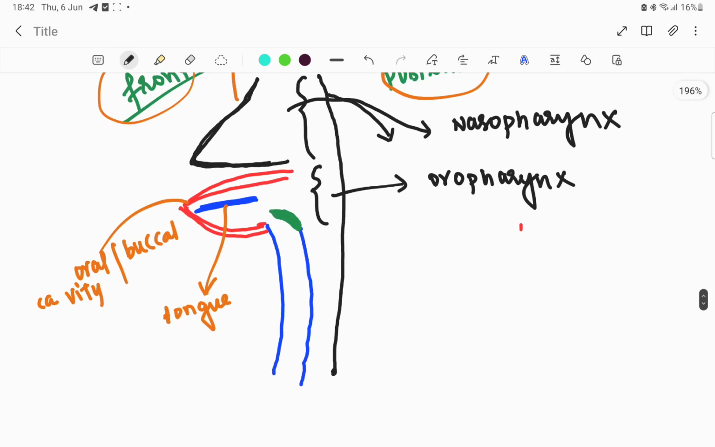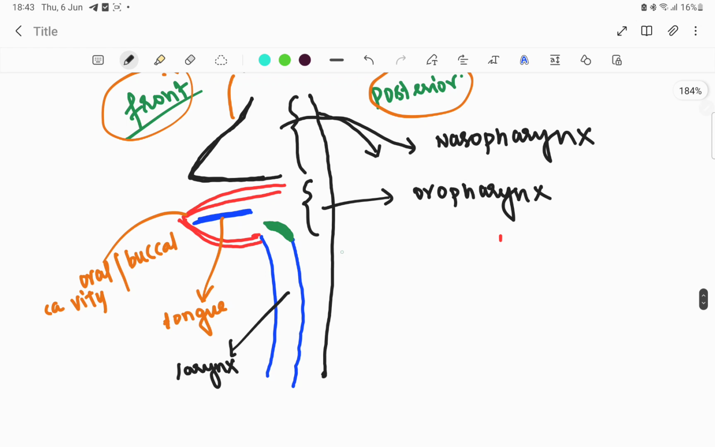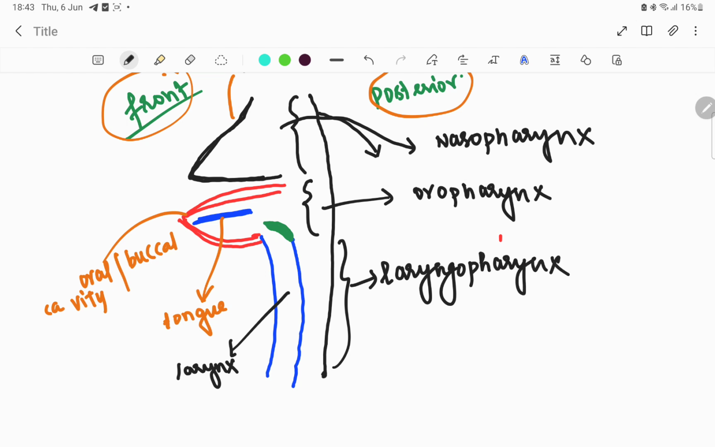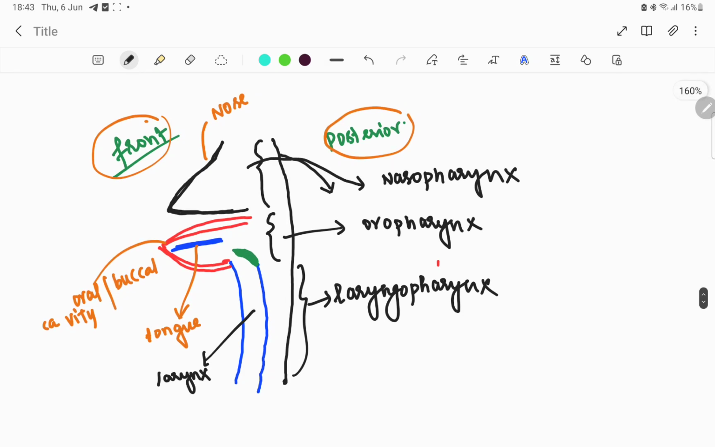Now see here below, one more blue color tube-like structure is there, isn't it? This tube-like structure is called the larynx. The part of the pharynx which is present behind the larynx is called the laryngopharynx. So this entire tube-like structure is a pharynx only. We divide it based on the structure which is present in front. In front is the nose, so behind the nasal cavity is the nasopharynx, behind the oral cavity is the oropharynx, and behind the larynx is the laryngopharynx.